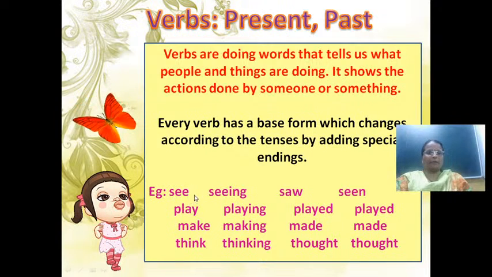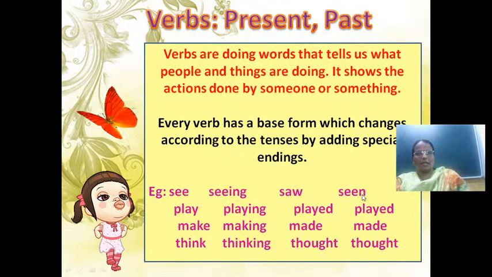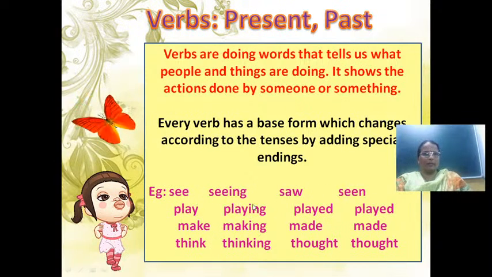The base form of the verb is see here, and it changes into seeing by adding ing at the end of it, and it totally changes into saw, according to the tenses. Then again it changes into seen, totally changed again into the past participle form. These forms you will be learning later, okay? In the same way, now you see the difference.